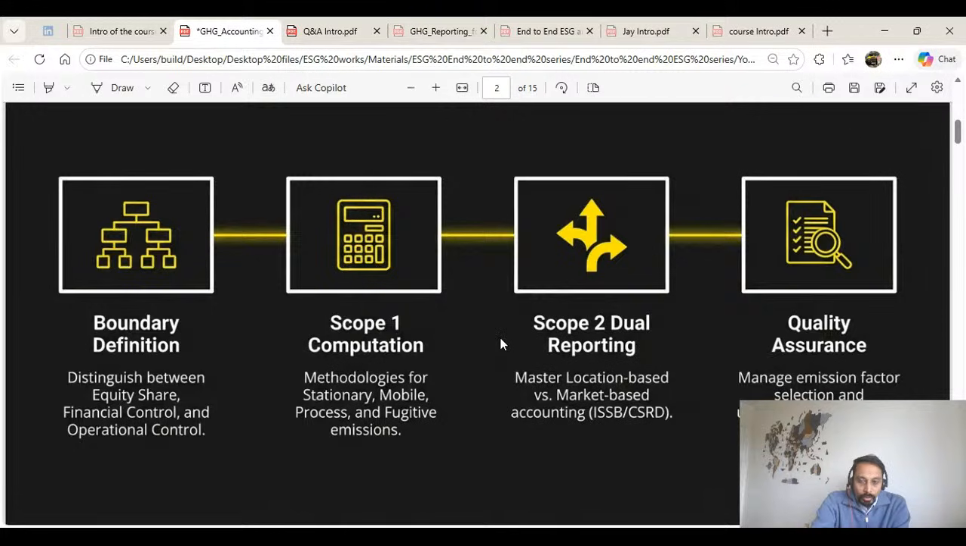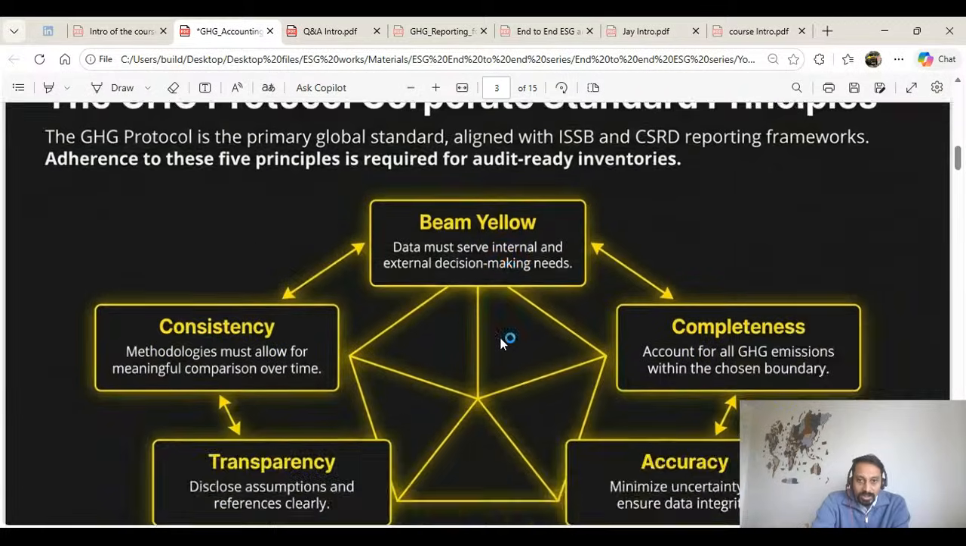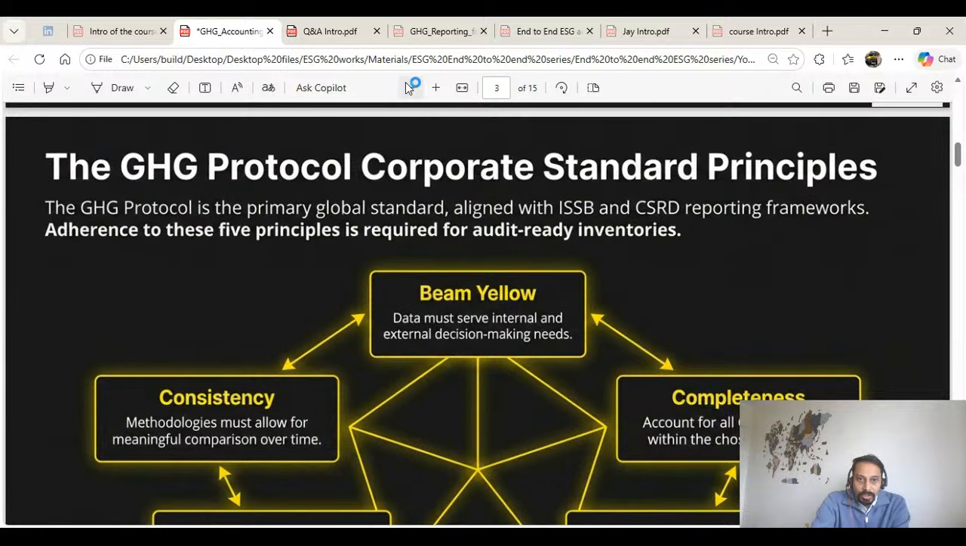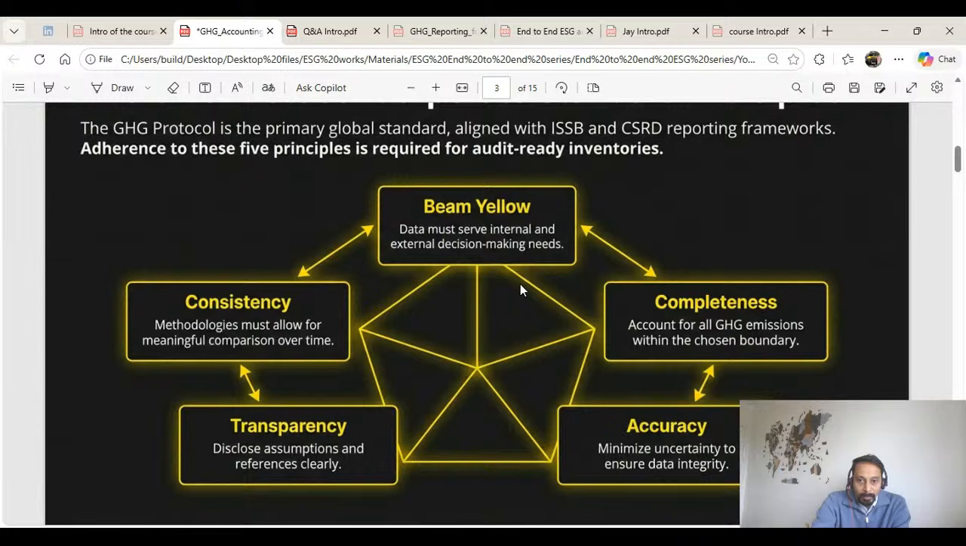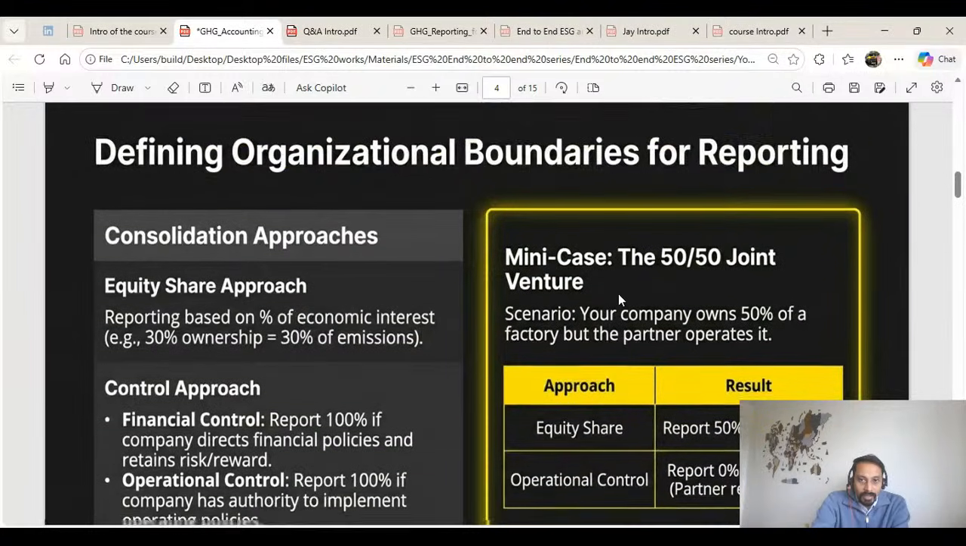So scope 2 dual reporting and the quality assurance. Manage the emissions factor selections and uncertainty assessment. Those are very important parts for the GHG emissions calculation. Here you can also see the GHG Protocol corporate standard principles that are helpful for each and every calculation methodology. For that, you also require to understand relevance, completeness, consistency, transparency, and accuracy. Those principles ensure the credibility of assurance, which is very important. Then definitely any kind of organizational boundary.